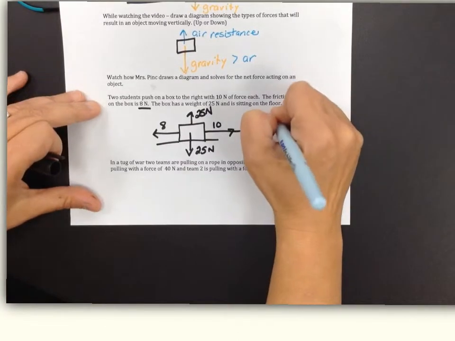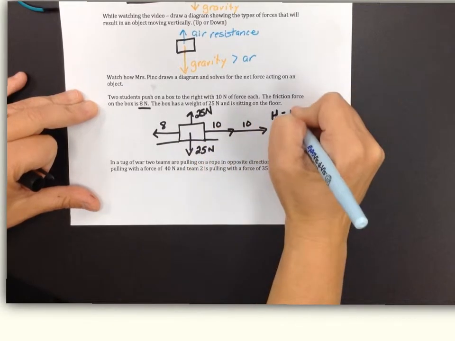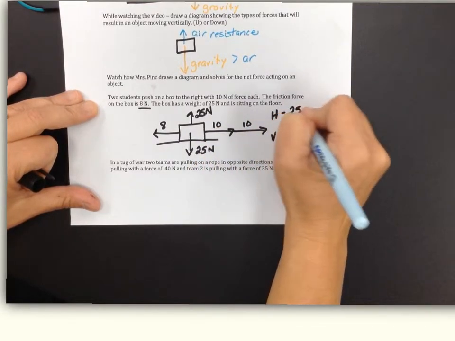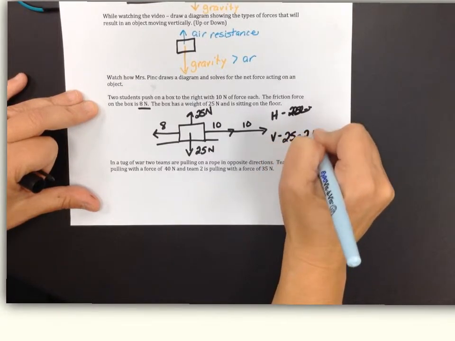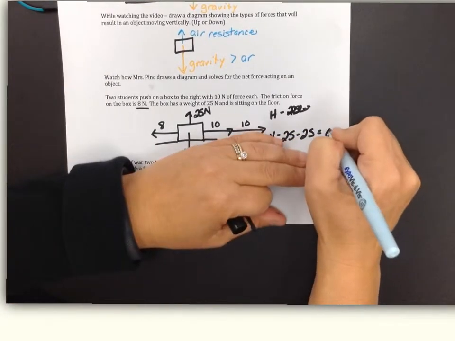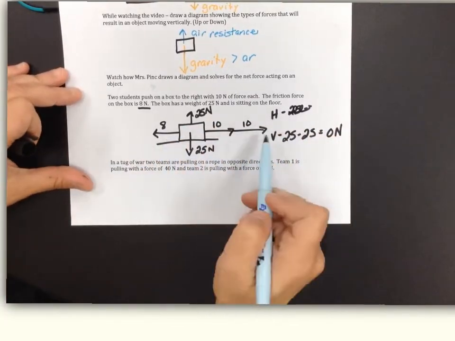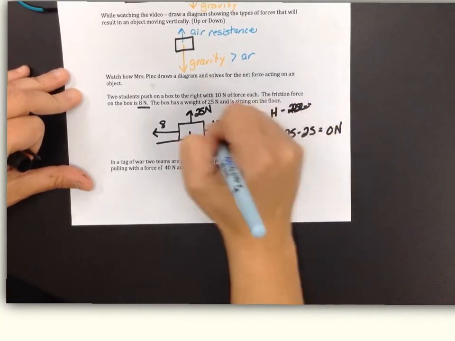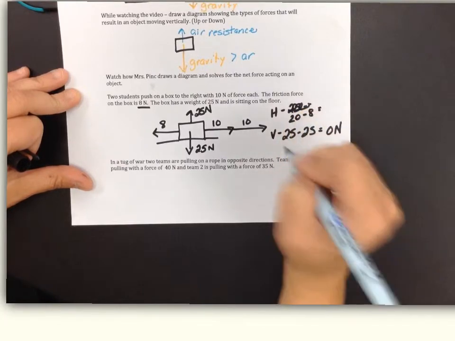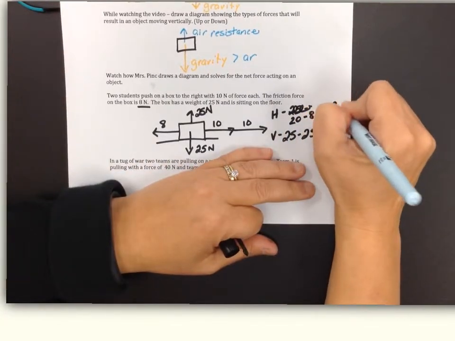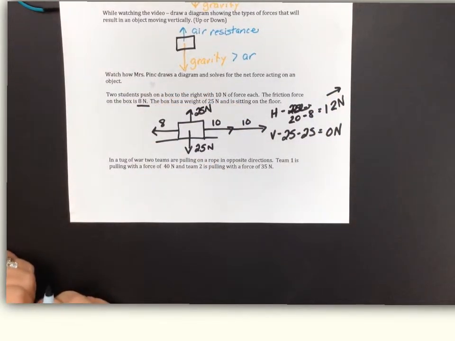So if we look at the horizontal and the vertical components. Vertical, we have 25 pushing up, 25 pushing down. We have a net force of 0. That's why our box is sitting flat. Our horizontal forces, we have 10 plus 10 to the right, which is 20, minus 8 to the left, which means we have 12 newtons of force, and it's going to be in the direction of the right.